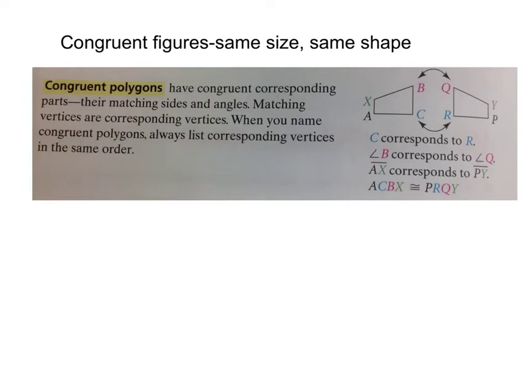So if we call this polygon ACBX, then we have to name the polygon on the right PRQY, because the A corresponds to the P, the C to the R, etc. So angle B corresponds to angle Q, and segment AX corresponds to segment PY.